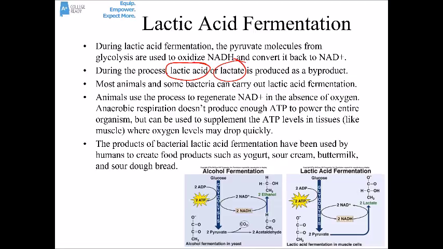The products of bacterial lactic acid fermentation have been used to create food products like yogurt, sour cream, buttermilk, and even some types of bread like sourdough bread. Remember that in animals, in large active organisms, this process doesn't produce enough ATP to be the sole source of ATP. It's supplemental, and it really only happens to a large extent when oxygen levels are very low.